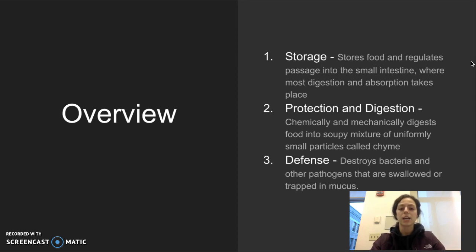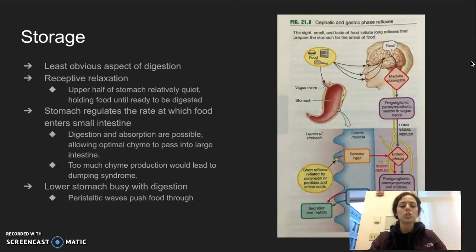And then there's protection and digestion, when the stomach chemically and mechanically digests food into a soupy mixture of uniformly small particles called chyme. And then there's defense, which destroys bacteria and other pathogens that are swallowed or trapped in mucus. So for storage, it's probably the least obvious aspect of digestion for people to think about.